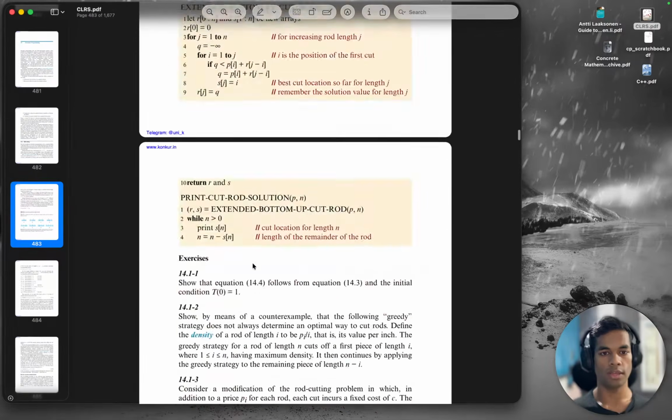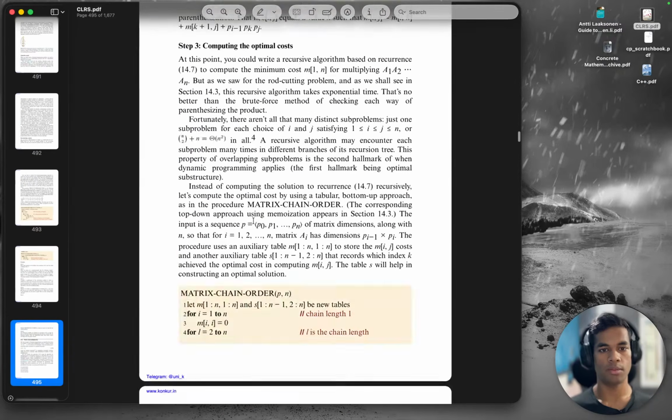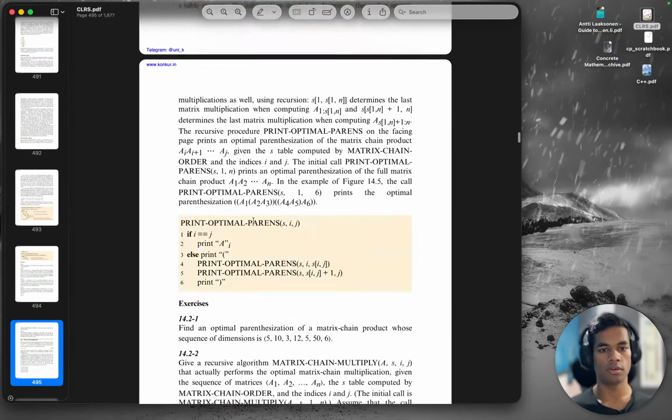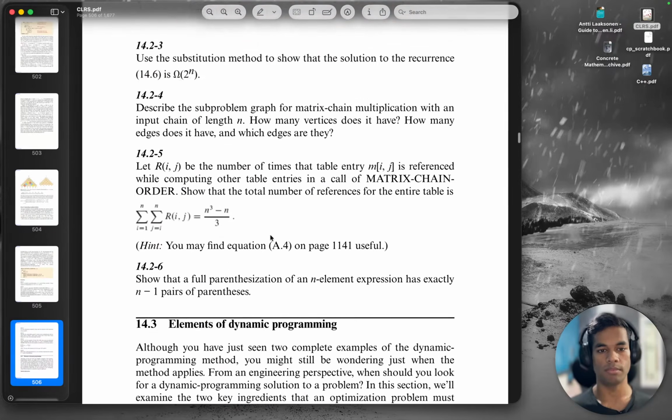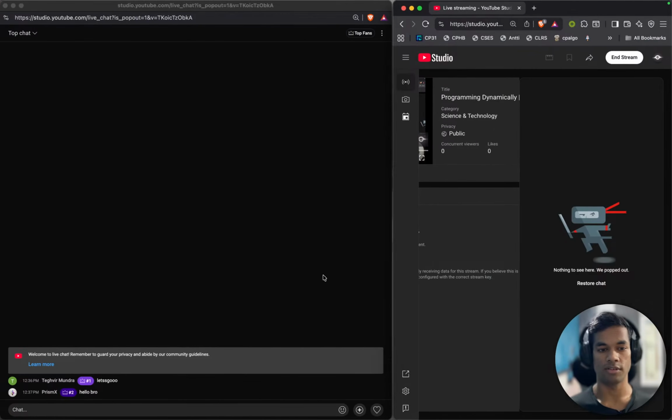And today, I think is going to be a very abstract chapter because, I mean, it is in the name, elements of dynamic programming. That is pretty nice, I guess.